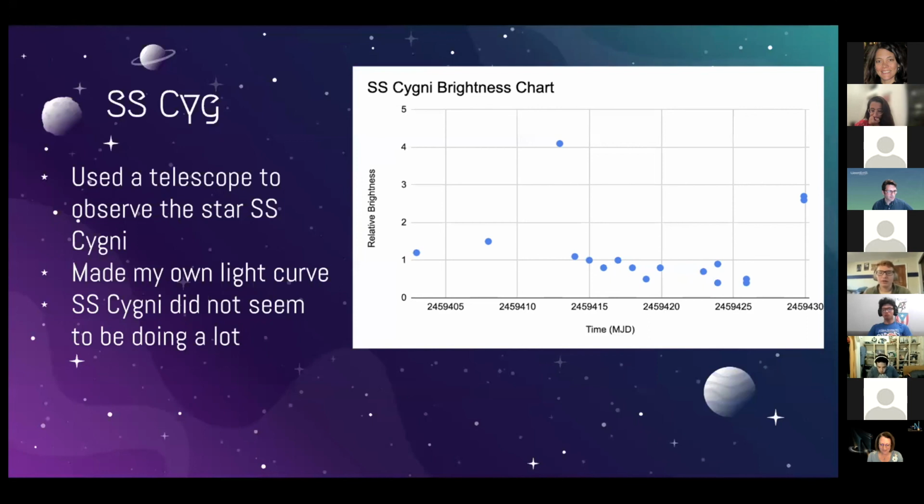And so during the time that I was looking at SS Cygni, it didn't seem to be doing a lot. There was a period where I got really high relative brightness compared to the other ones, but I'm pretty sure that was due to a satellite or some clouds getting in the way.